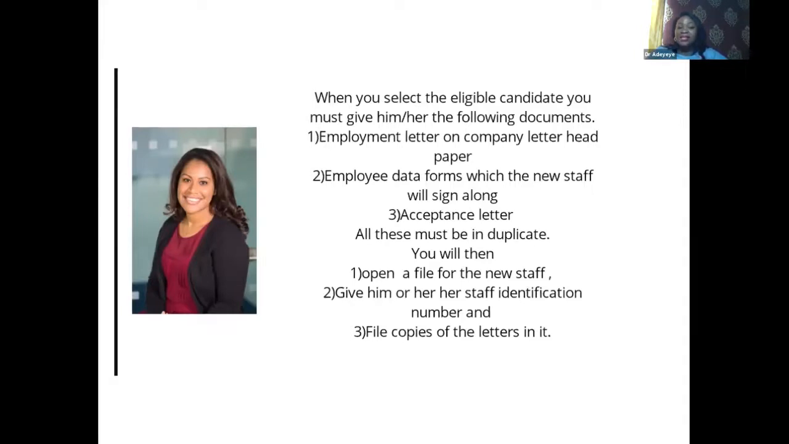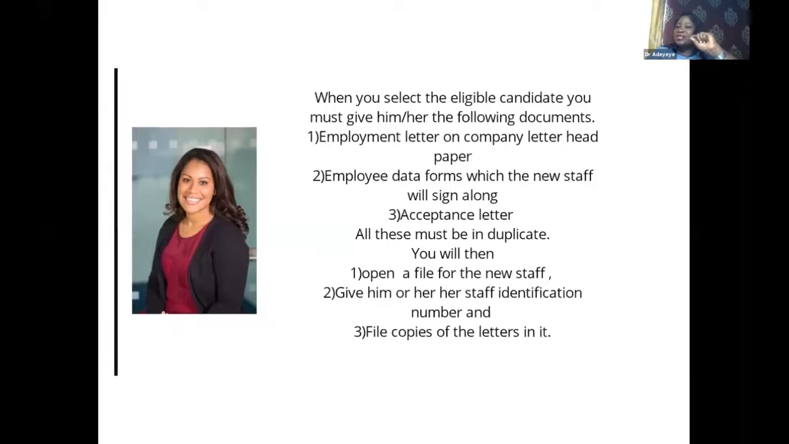Then the next thing is that all this must be in duplicate. So the acceptance letter, they should keep their own copy, you get your own copy. The employment letter you gave them, as a company owner, your company must also have a copy of that same letter you gave out. Then the employee data form which the new staff filled, you must have a copy. So all of these things is what you open a file with.